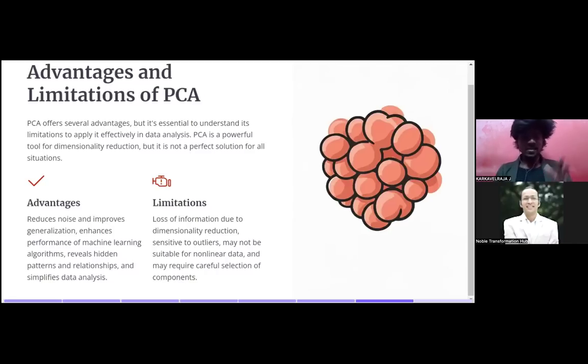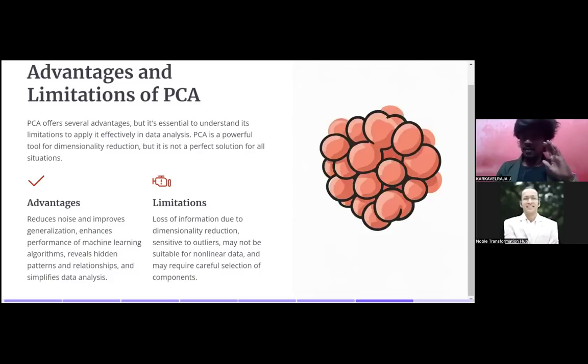Whereas the disadvantages: loss of information due to dimensionality reduction, sensitivity to outliers, it may not be suitable for non-linear data, and it may require careful selection of components. So it cannot be applied to non-linear data, but there is a technique. Okay, we're going to discuss that. But it cannot be applied to non-linear data. That is one of the disadvantages.